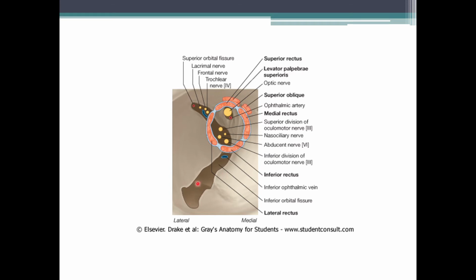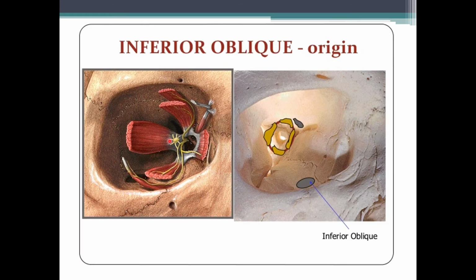The origin of the inferior oblique. See, this is the origin of the inferior oblique. The inferior oblique is somewhat anterior. It lies somewhat anteriorly, and it is arising from where? It is arising from the orbital surface of the maxilla.